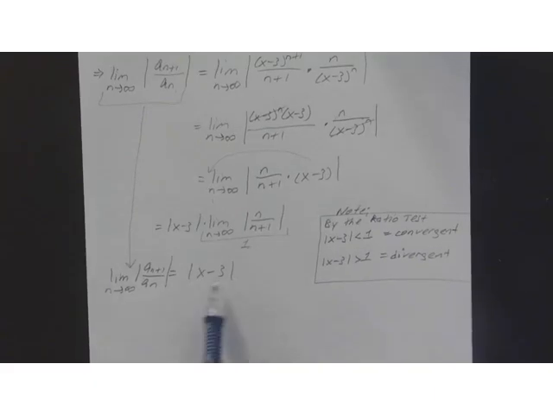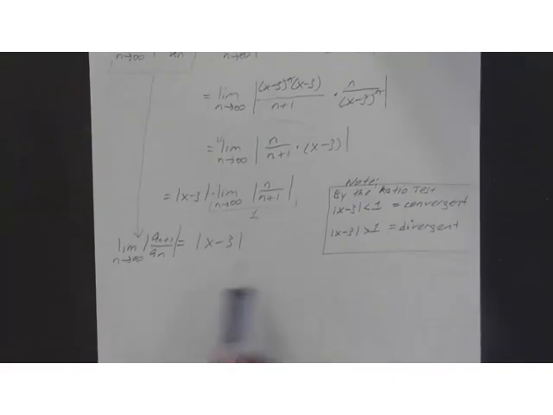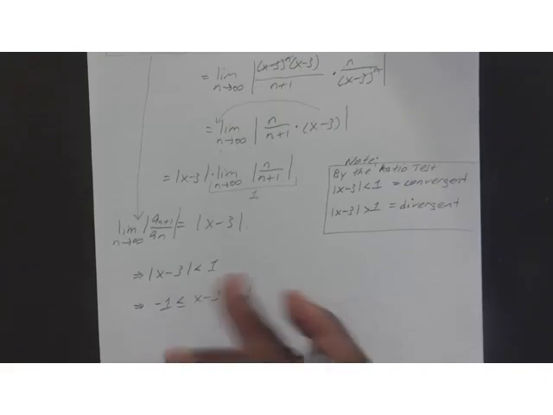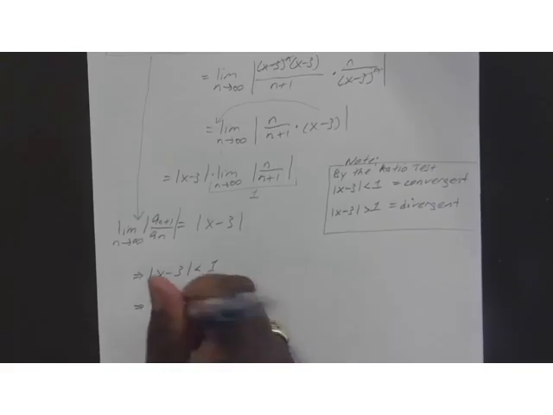Okay, so we're looking for the values where it's convergent. So we're going to set that the absolute value of x minus 3 is less than 1. And we can write that as a compound inequality. So we could just write that as x minus 3 can be between -1 and 1. Oops, should be just less than. There we go.